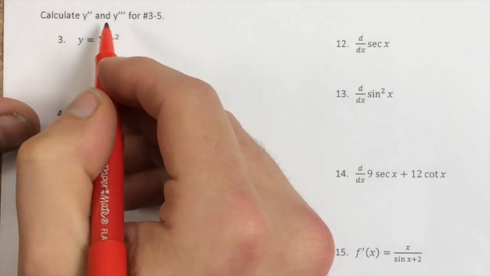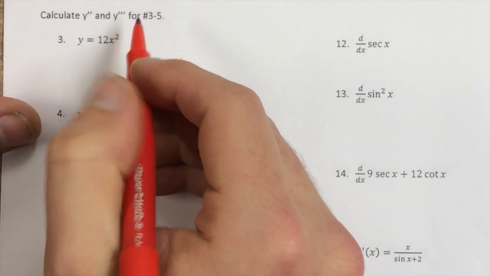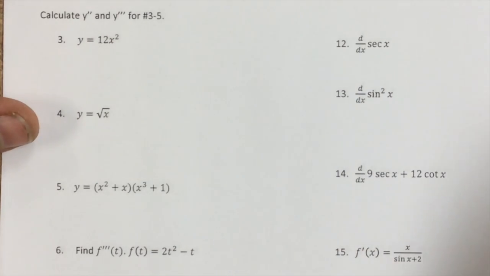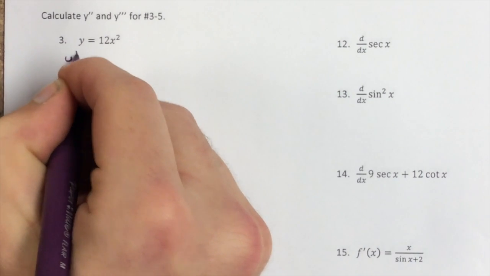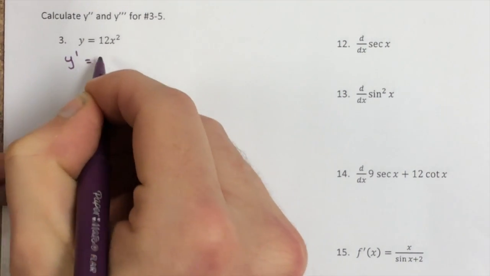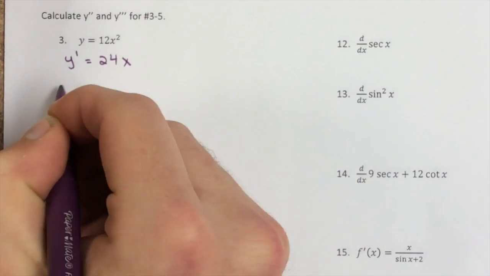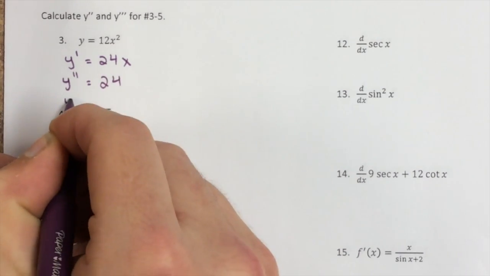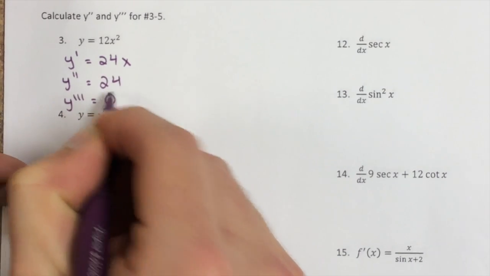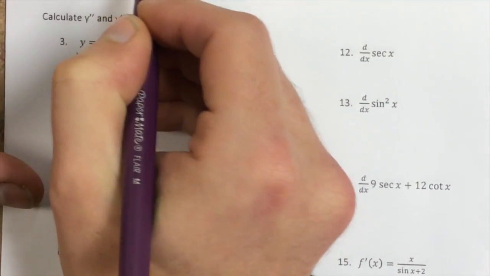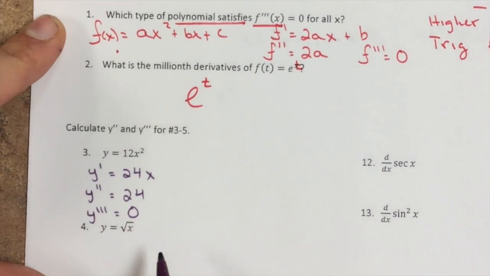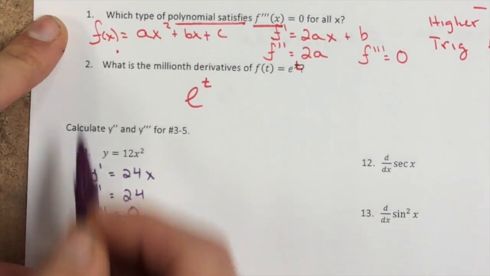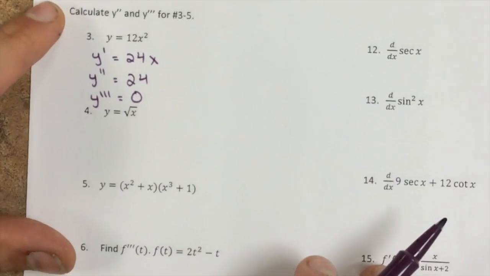We want y prime, y double prime, and y triple prime, which means we have to solve y prime first. So, the derivative of 12x squared is 24x. The second derivative is 24. The third derivative is 0. And see, even if you didn't know how to answer number 1, I still made 3 able so you could see how they're related. Moving on.